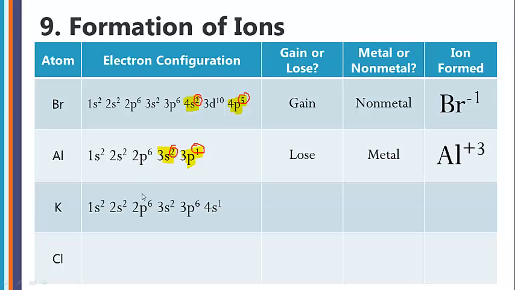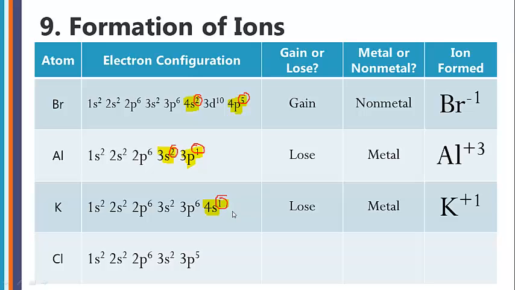Potassium is another metal. In this case, the highest energy level is energy level 4. So the electron configuration is 1s2, 2s2, 2p6, 3s2, 3p6, 4s1. So because this has 1 valence electron, if it lost that electron, the next highest energy level, 3, has a full octet. So potassium wants to lose electrons. Metals are the ones that tend to lose electrons, so the ion formed is going to be K plus 1.